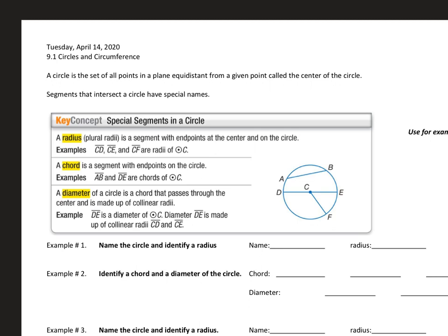Today we're moving on to a new chapter. We're going to chapter 9.1. It's all about circles and circumference. So we've already talked about circles previously, but this is going to be a more in-depth look at a circle.